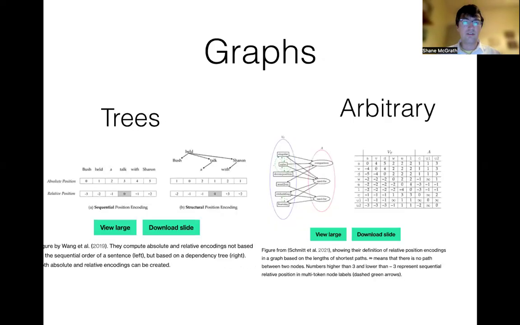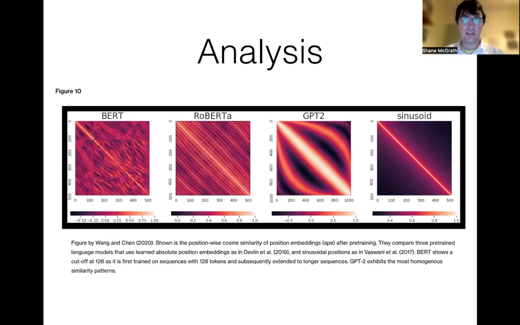So another one is graphs. There are trees and arbitrary. Trees look like the sequence is mapped onto a tree-like structure. And then there's arbitrary, which looks more like some set of groups. I didn't look too much through this, but it's in the paper if anybody wants to look at it. And then this is the comparison of different methods. The researchers just look at BERT, RoBERTa, GPT-2, and sinusoidal.